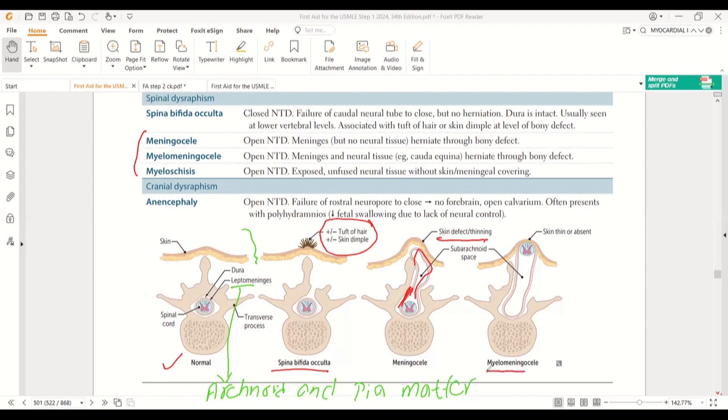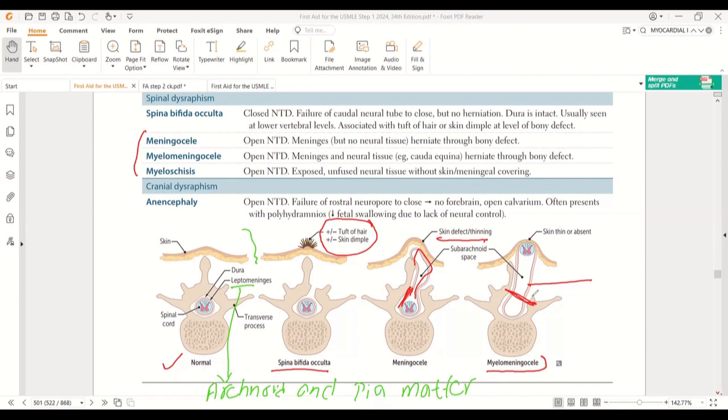While in myelomeningocele, the neural tissue, spinal cord, and the meninges both are herniated through the bony defect, right? So these are meninges and these are spinal cord, and this is the defect. So meninges plus the neural tissue, which is the spinal cord and its other structures, herniate through the bony defect, right? Again, they want to know about this and their high yield association, which is maternal diabetes and maternal folate deficiency, right?